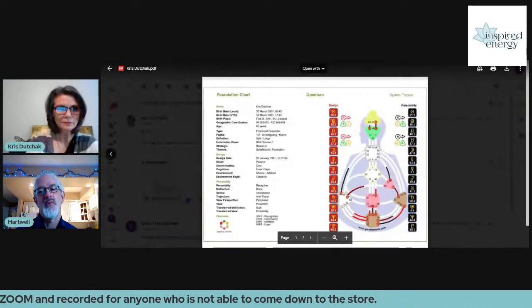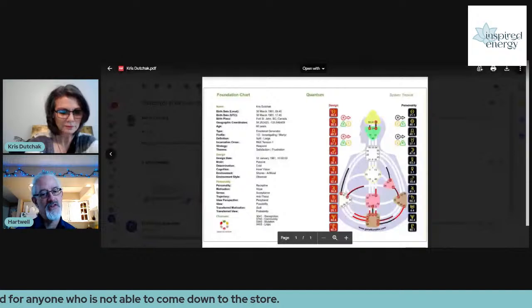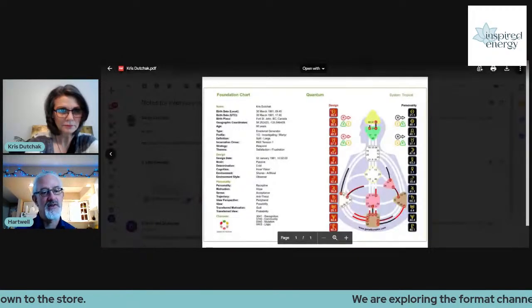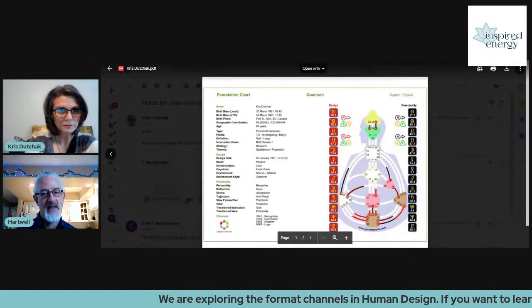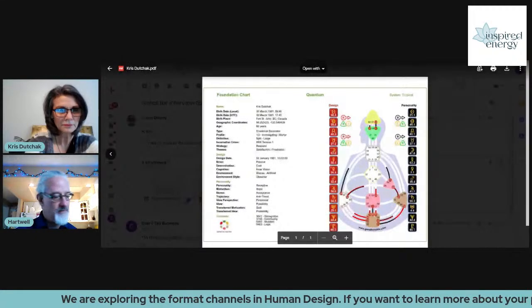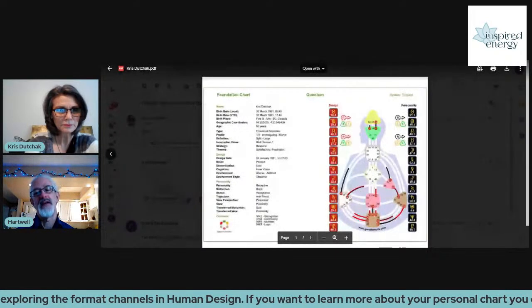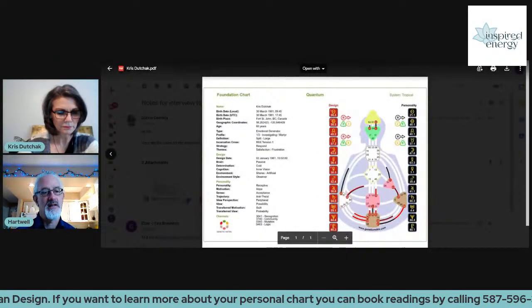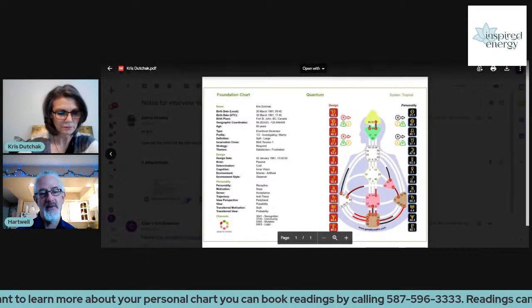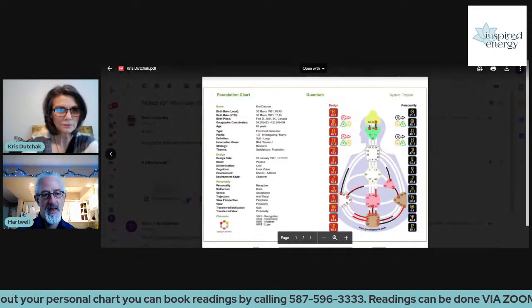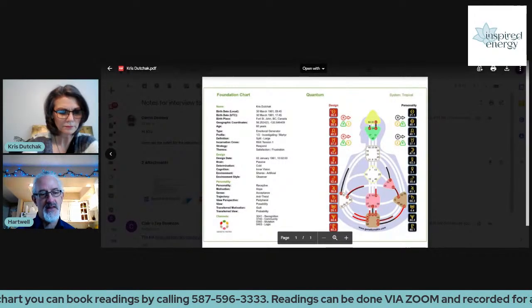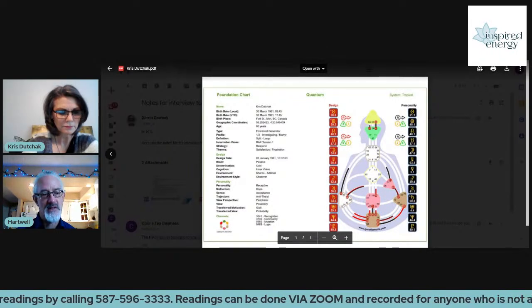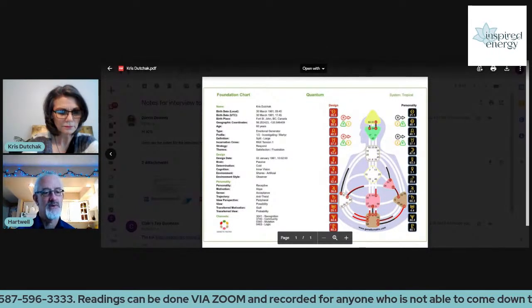53-42, which is the channel of the collective circuitry relating to the abstract sensing circuit, which we talked about last week. And then there's the 9-52 on the right side, which is part of the collective circuitry as well, but the logic circuitry. And then the middle channel is the format channel, the 3-60, for the individual circuitry.